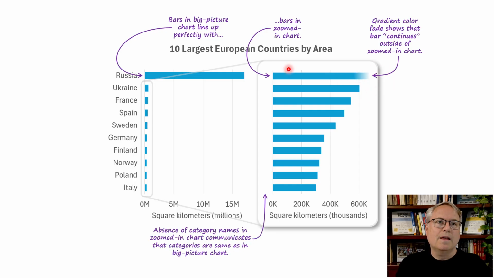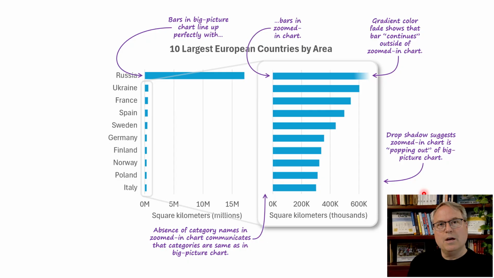This gradient color effect here shows that this bar continues off of the zoomed in part. No category names here to show that these are basically the same categories as these, right? To help people understand, oh, right, same categories, clarifies the relationship here. And even the drop shadow here suggests that the zoomed in chart sort of pops out of the big picture chart, again, helping to establish the relationship between the two charts here.